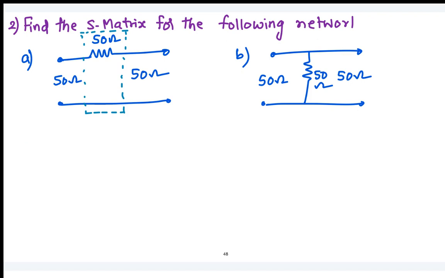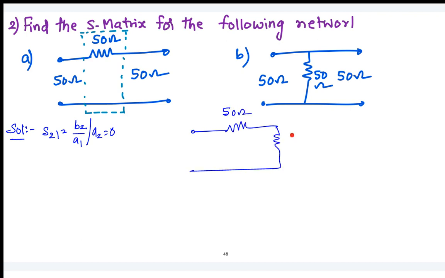Even when you want to find your S21, that will be equal to B2 by A1 provided A2 is 0. Again, I apply the same thing here and don't want to change anything. In order to make A2 equal to 0, you have to connect a physical load impedance of 50 ohms. This is your A1 and this is your B1, and of course the value of A2 here is equal to 0. There should be something transmitted into the second port, but I don't know the value of that.